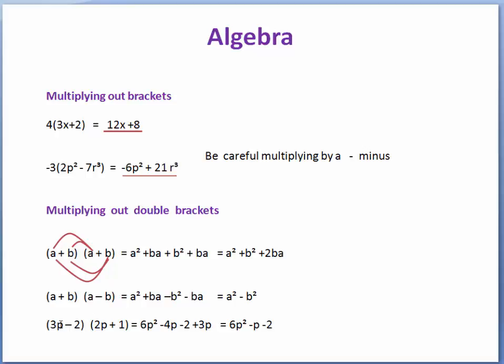Here we've got 3p minus 2 multiplied by 2p plus 1. Let's go through our form here. 3p multiplied by 2p, 6p squared, minus 2 multiplied by 2p, minus 4p, 1 multiplied by minus 2, minus 2, 1 multiplied by 3p, plus 3p. Combine the like terms, 6p squared minus p minus 2.